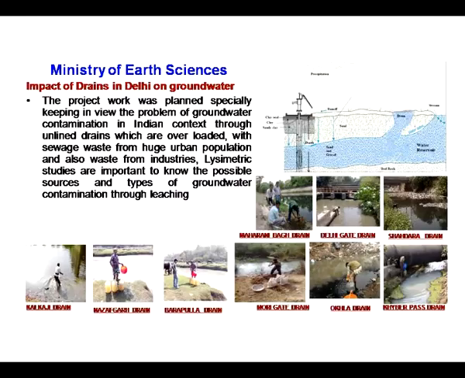So we proposed a project to the Ministry of Earth Sciences: what is the impact of these drains on the groundwater? Because they are polluting the river, they are going and merging into the Yamuna river. But is there any impact on the groundwater as well? For that purpose, we selected 9 drains of Delhi. There are 16 drains in Delhi in total, and all of them are overloaded. But we selected 9 out of them: Najafgarh, Barapula, Ajmeri Gate, Maharani Bagh, Khyber Pass.